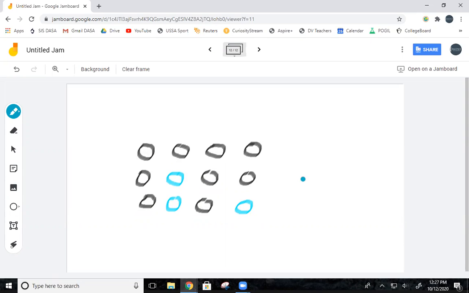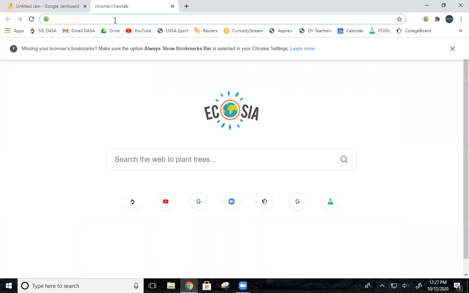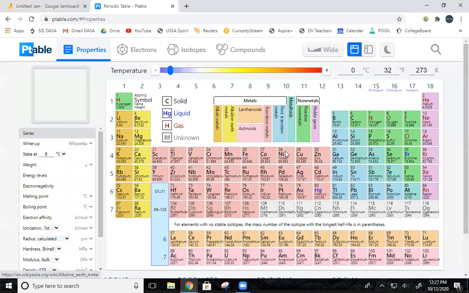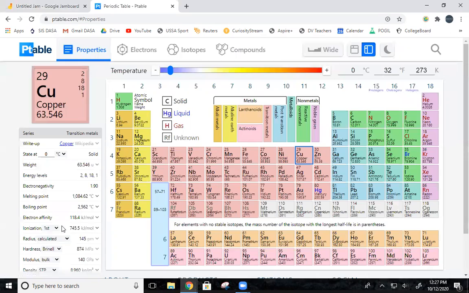And you can see on our periodic table, the old ptable.com. So if we look at copper here, copper has a radius of 145 picometers. Zinc has a radius of 142 picometers. They're very similar in size, and thus they easily replace each other in the lattice structure.